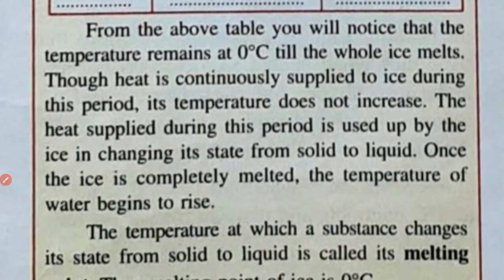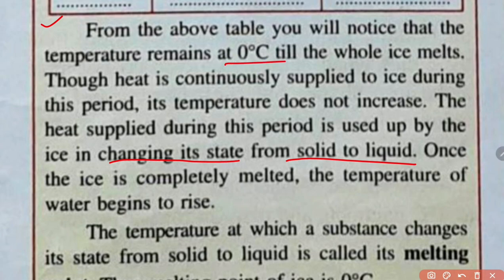From the above table, you will notice that the temperature remains 0 degrees Celsius till the whole ice melts. This should be done in the lab actually. Though heat is continuously supplied to ice during this period, its temperature does not rise. The heat supplied during this period is used up by the ice in changing the state from solid to liquid, so the temperature will not change, as we have discussed earlier. Once the ice is completely melted, the temperature of the water begins to rise. Until the ice melts completely, the temperature stays fixed at 0 degrees Celsius.